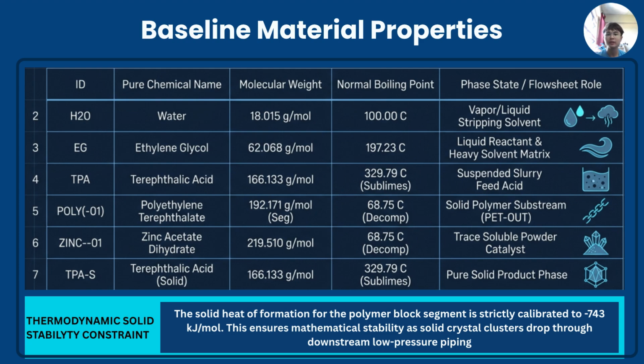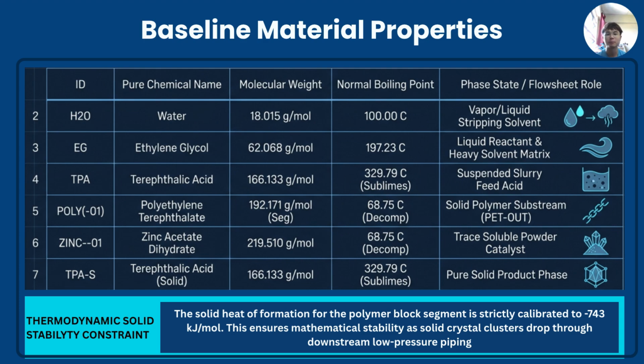Terephthalic acid, or TPA, is represented in both solid and solid product form because it exists in different physical states throughout the process. Polyethylene terephthalate (PET) is modeled as a solid polymer substrate to represent the unreacted polymer feed, and the zinc acetate dihydrate is included as the catalyst in trace amount. The molecular weight, boiling point, and phase rule shown here were used to define the thermodynamic behavior and separation performance throughout the process simulation.